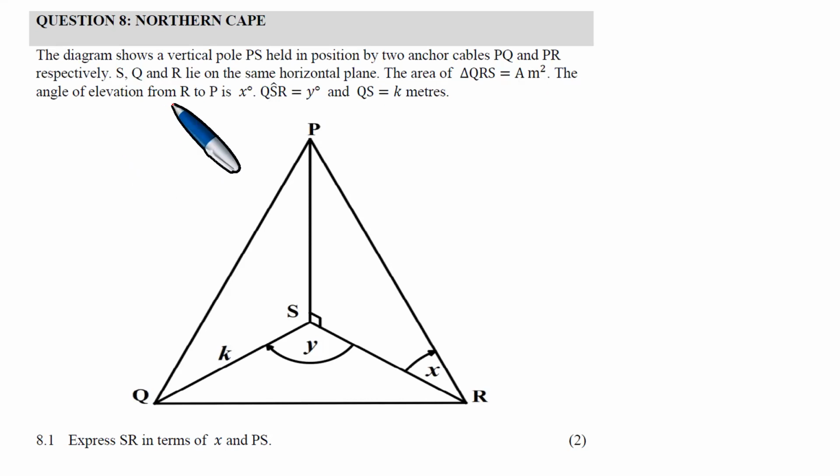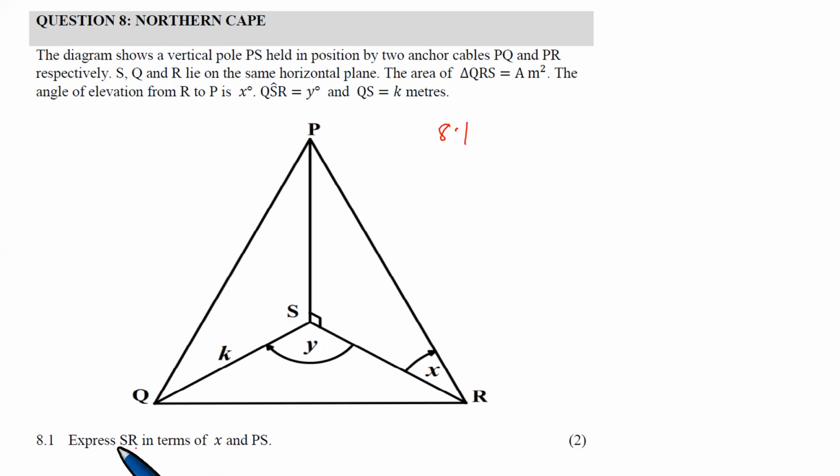Right, the angle of elevation from R to P is actually X degrees. QSR is Y degrees, and you have that QS is equal to K meters. So we have that QS is K meters, which they gave to the students of the Northern Cape province. Right, so express SR in terms of X and PS. Okay, for just 2 marks, they've given the students something very easy to start with. Let's enjoy together with the people of the Northern Cape.